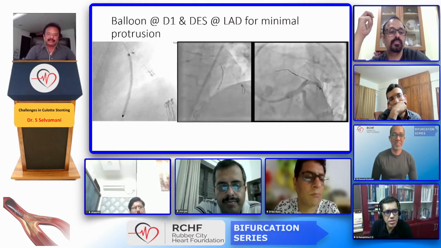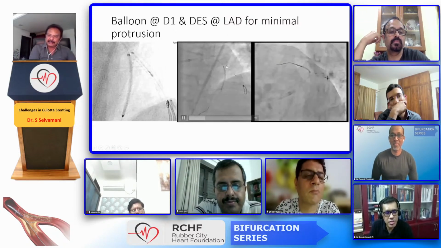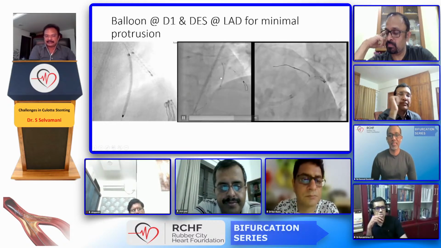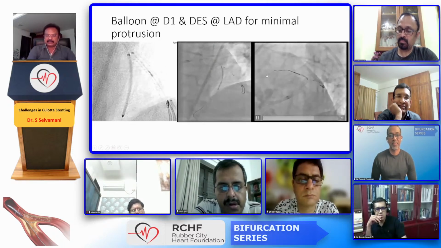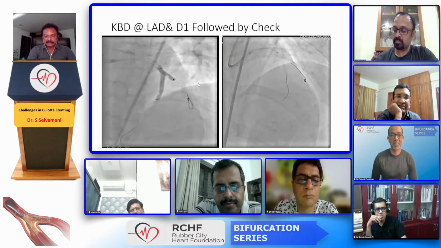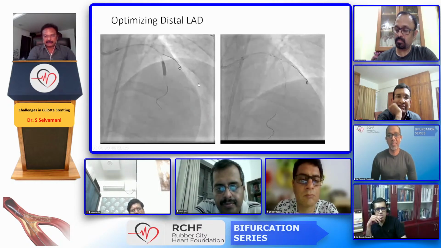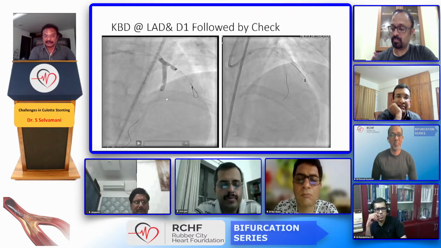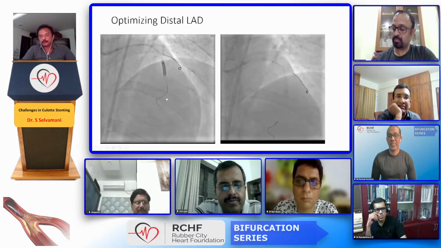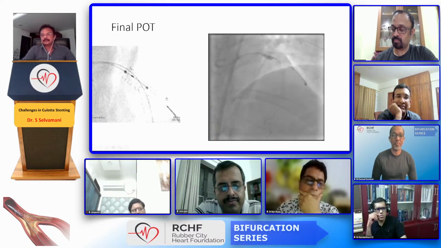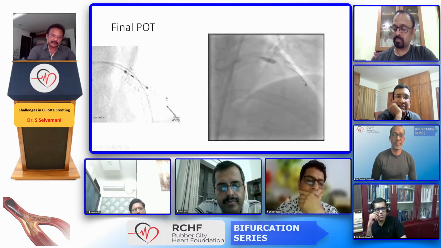Rather than pulling it back and doing a Culotte, where I had to take out the wire and recross there, to avoid that step I just changed it to a T with slight protrusion there. And this is what I have done. This is the kissing getting deployed there. This is the final kiss and this is the final result. But actually this procedure took almost 1.5 hours crossing that first stent. We had to do so much maneuvering, and that is why I did not want to complicate it by making it a Culotte, to avoid recrossing there.